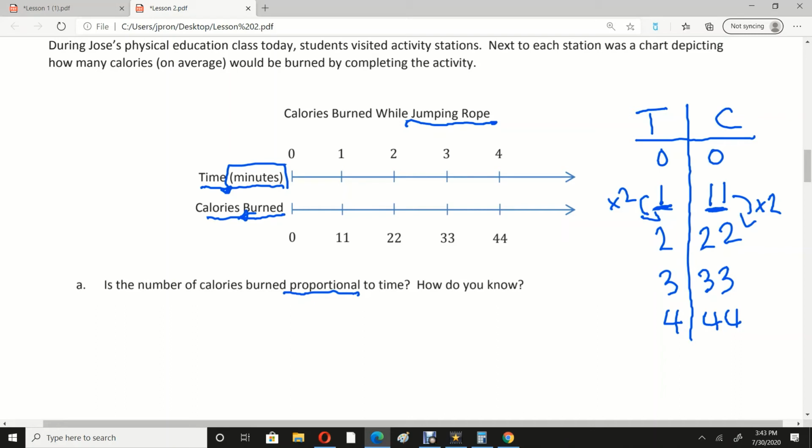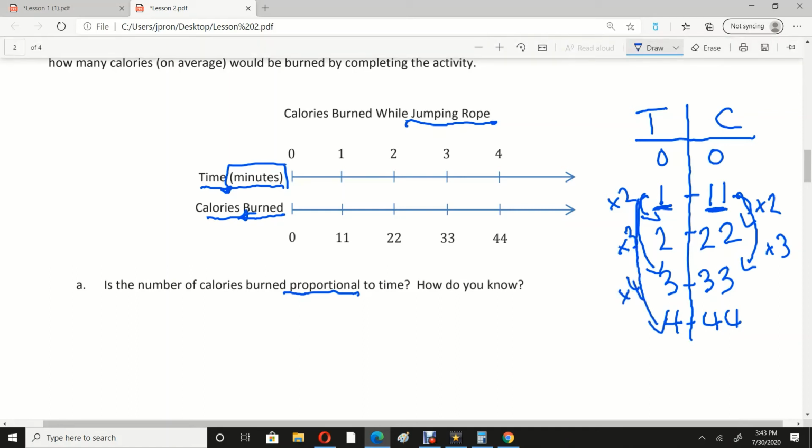And what if we spend 3 minutes now? We go from 1 to 3 minutes, that means we spent 3 times as much time jumping rope, so we should burn 3 times as many calories. And if we believe the chart, this is suggesting so far everything is proportional. From 1 to 4 minutes, we spent 4 times as many minutes, so we should have burned 4 times as many calories, which we did. 4 times 11 is 44.